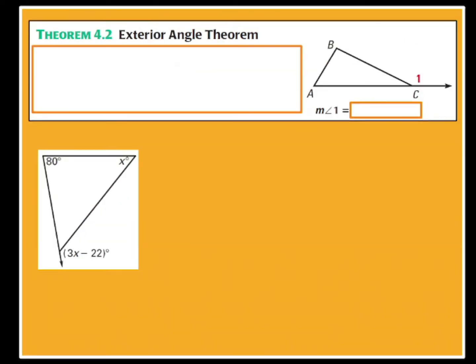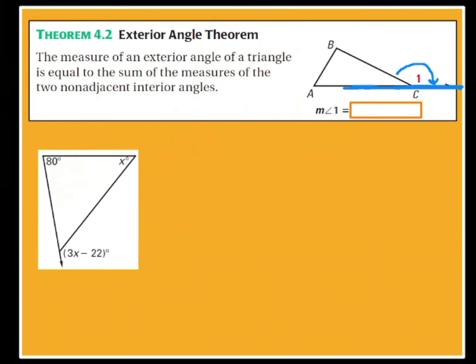The exterior angle theorem, this is a new one. First of all, an exterior angle is if we extended one of these sides out. The exterior angle is this one right here that is marked as angle 1. And there's actually a relationship between the measure of that angle and some of the angles inside the triangle. The exterior angle theorem tells us that the measure of that exterior angle is equal to the sum of the measures of the two non-adjacent interior angles.